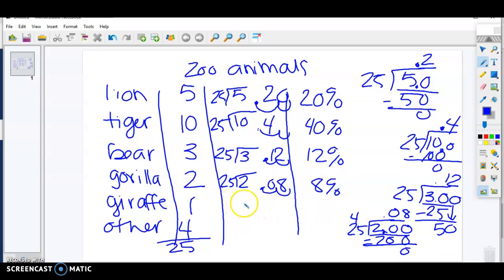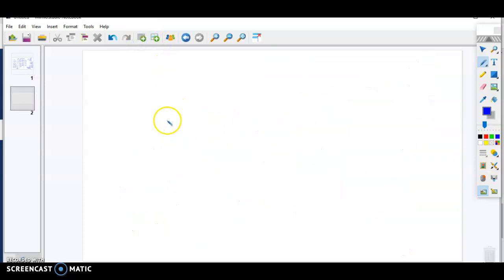Giraffe, 1 divided by 25. I'm running out of space over here. Let me get a new page. Okay. 1 divided by 25. 25 cannot go into 1. Add my decimal and my 0. 25 can't go into 10. Add another 0. Move the placeholder. 25 can go into 100 4 times.